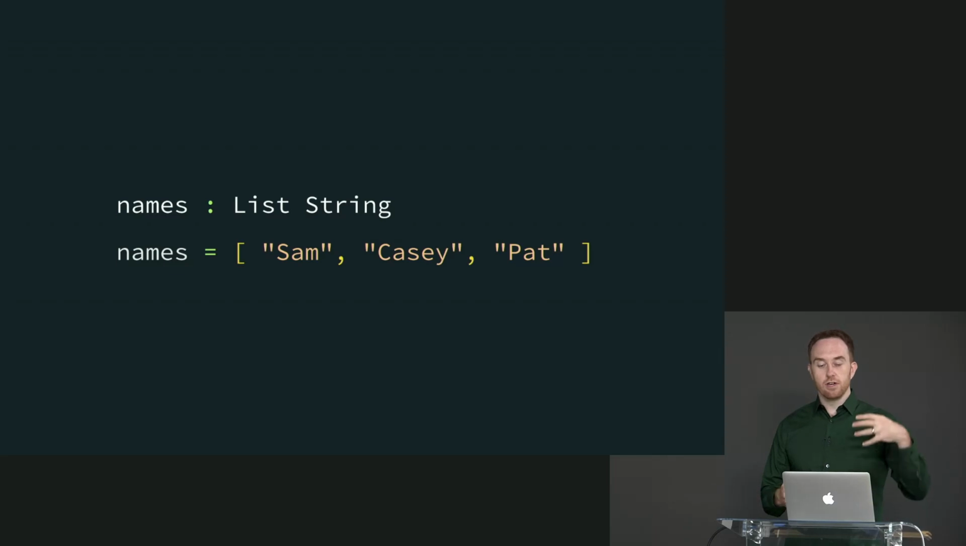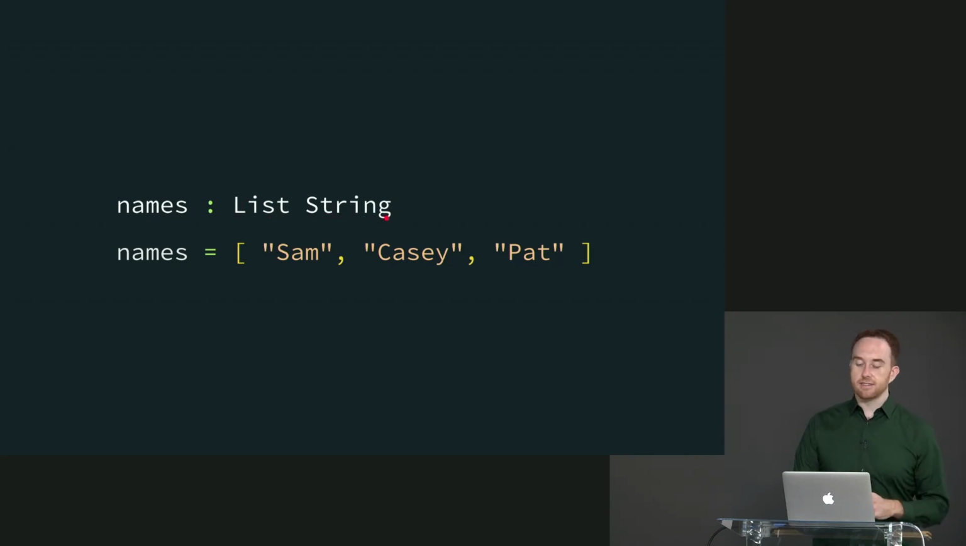So as we talked about earlier, lists in Elm have to have a consistent type. Every element has to be the same type. And that's captured in the type annotation. We say this is not just a list, this is a list of strings. That's not optional. You have to say, here is what kind of a list it is.